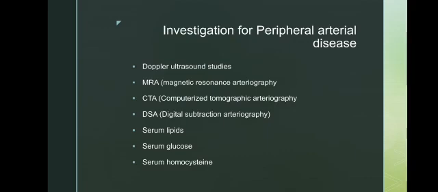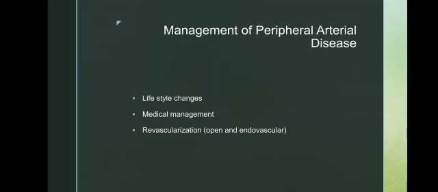Digital subtraction arteriography is an angiography or a picture of the vessels in which all other soft tissue are subtracted digitally. So the picture we get is only of the vessels. Serum lipids, glucose, and homocysteine are to evaluate the risk factors.